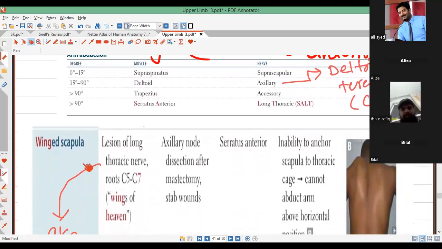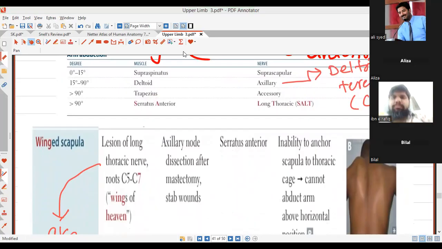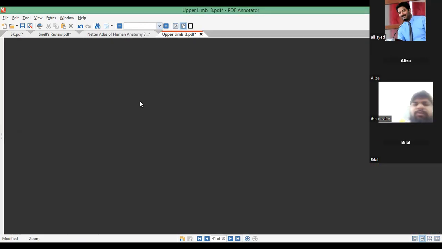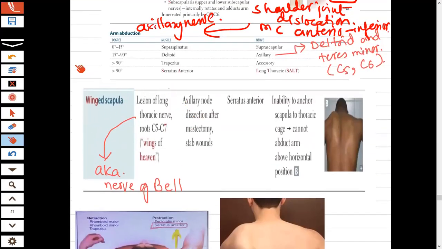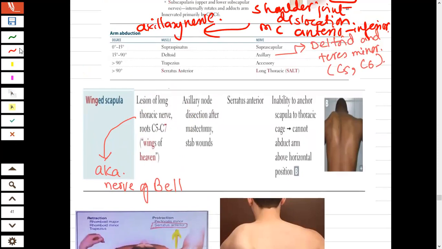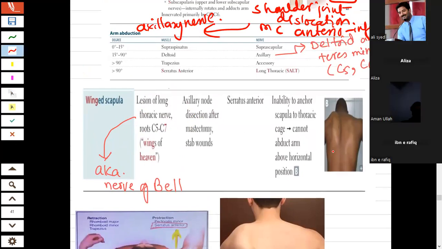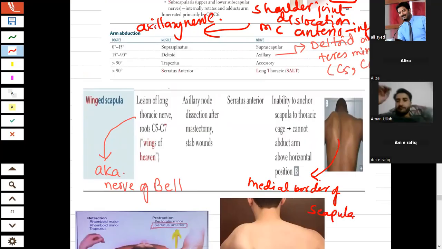This is your MCQ which you must remember, that is known as the winging of the scapula. Okay, so please remember, winging of the scapula. It is the most important MCQ which you all must remember. Okay, so this is the winging of the scapula, and now you can see here the medial border. Okay, this is the medial border of your scapula bone.